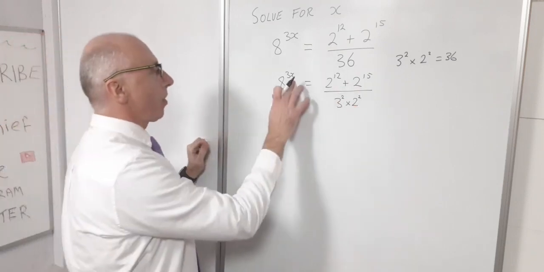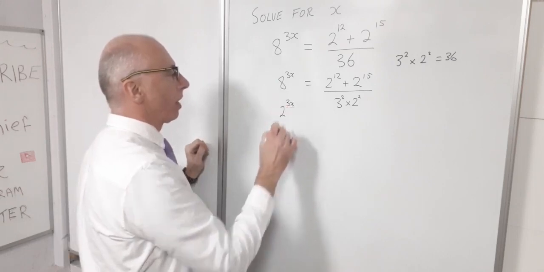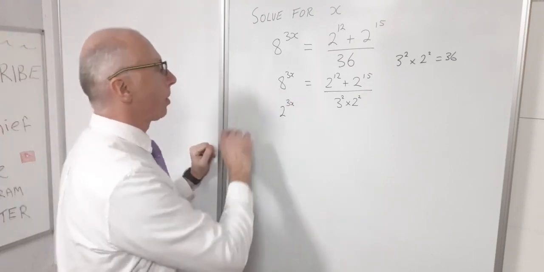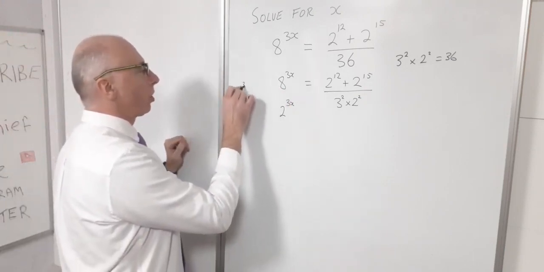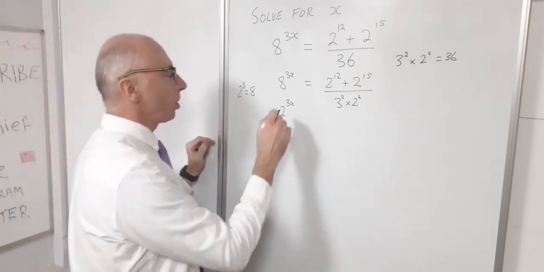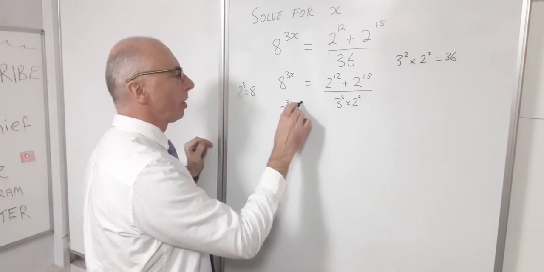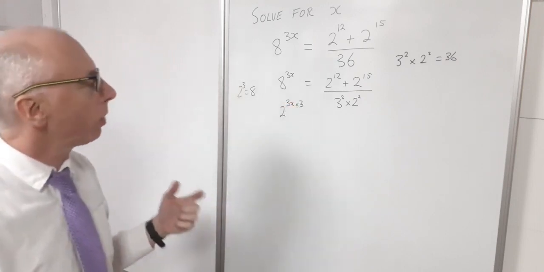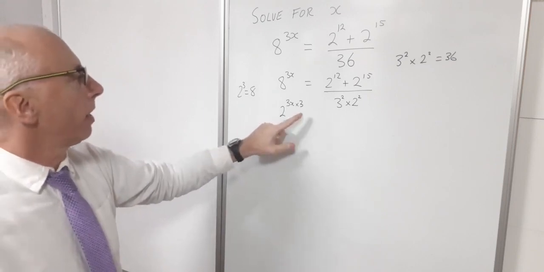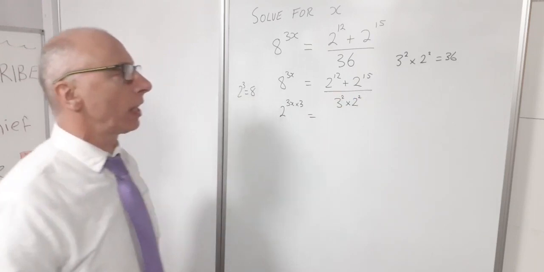So 8 to the 3x, that's the same as 2 cubed, all to the 3x. And then this term here, we're going to have to cube it because we've got 2 cubed equals 8. So 2 to the 3x, we're now going to need to cube this. So now 3x, we will need to multiply by 3. So anything we cube, we have to multiply the indice by 3. Okay, so now that equals 2 to the 12 plus 2 to the 15.